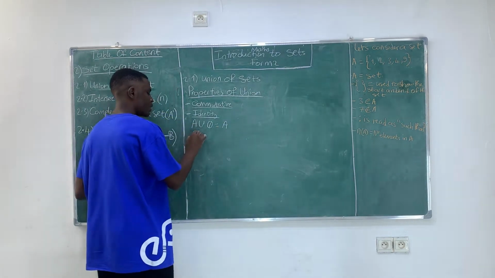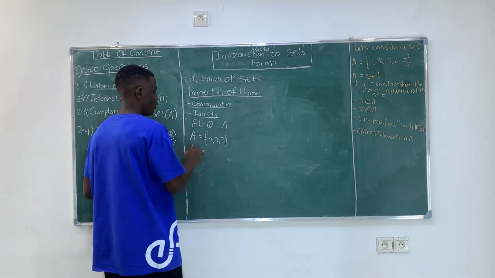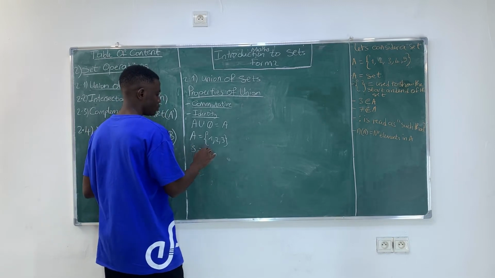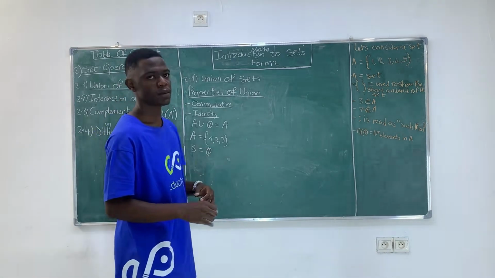As an example, we have set A equal to 1, 2, 3, or we have another set, S, where S is equal to an empty set.